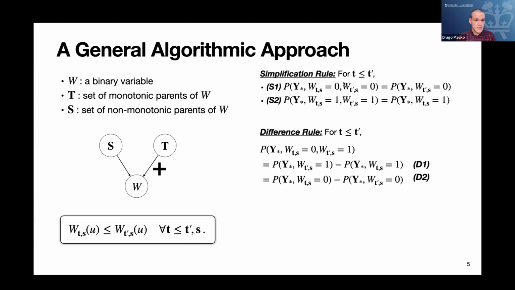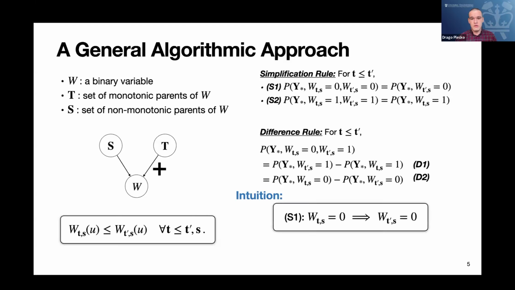They're given here in terms of the algebra, which could be a bit hard to parse at first, but let's look at this. Actually, these rules are quite simple, and we're going to provide the intuition to understand exactly what they are trying to say. So let's look at the simplification rules first. There are two simplification rules, and let's look at simplification rule number 1. I'm going to give you the intuition for rule S1.